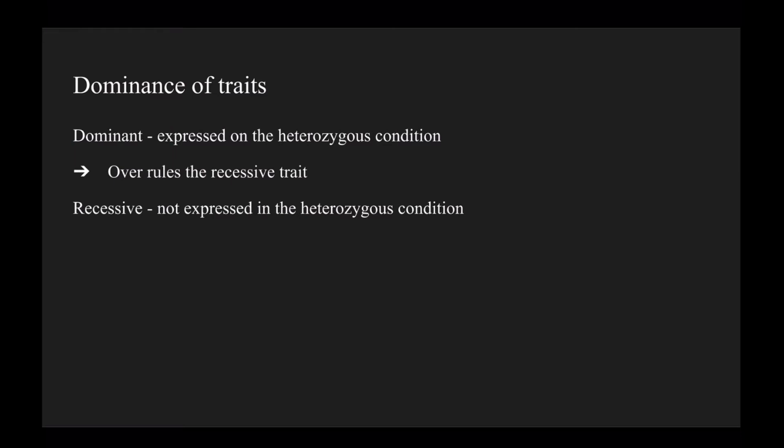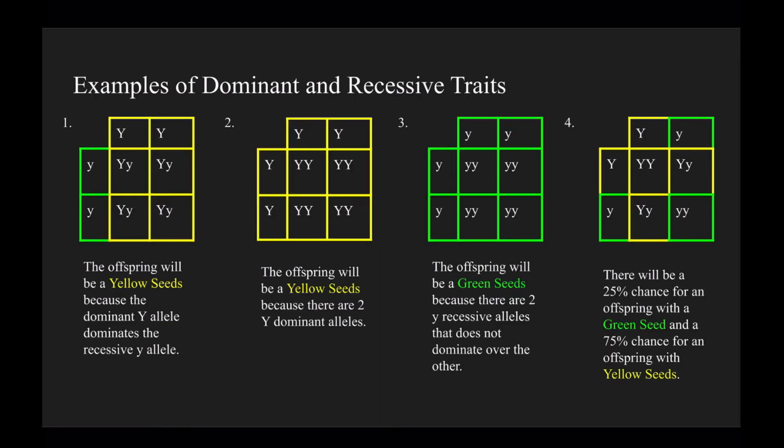To this, there are dominant and recessive traits. The dominant trait is expressed in the heterozygous condition, but the recessive trait is not expressed in the heterozygous condition. So the dominant trait overrules the recessive trait. These are some examples of dominant and recessive traits in Punnett squares.